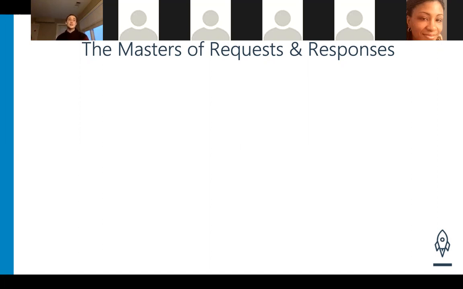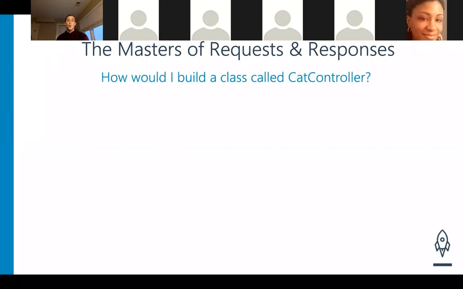But to begin, let's start out with something that we've seen from the very beginning. What do I want to do if I want to build a class called cat controller? How do I start this out? Public class cat controller. Very good. To start out a class, we always use the keyword public, an accessor, the keyword class to define that it's going to be a class, and then cat controller. This is how we build a class.